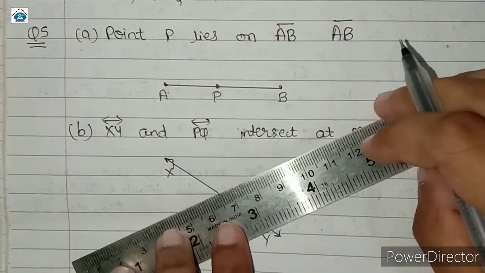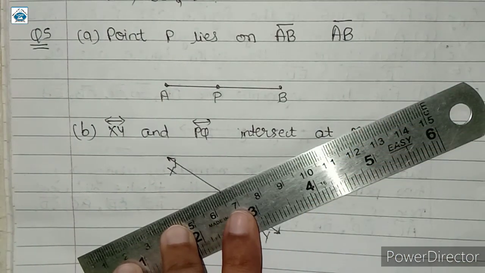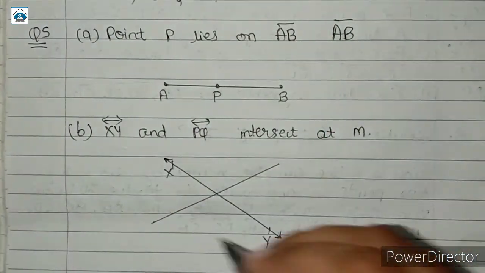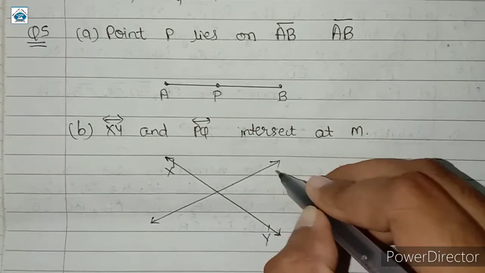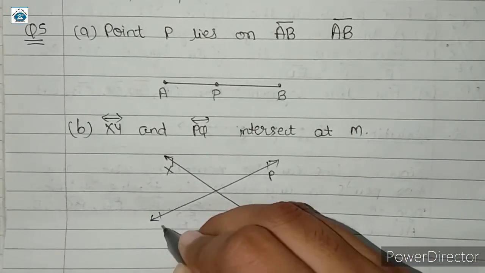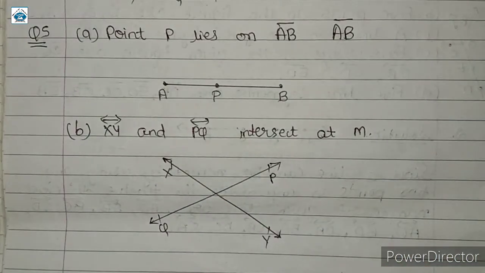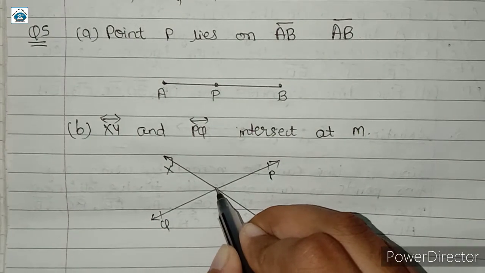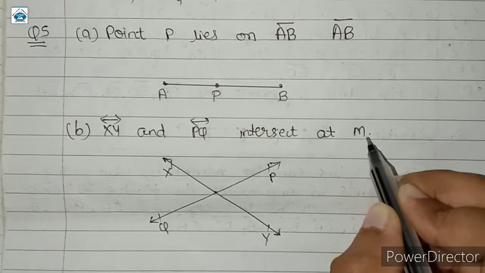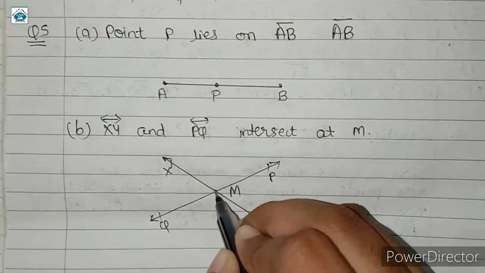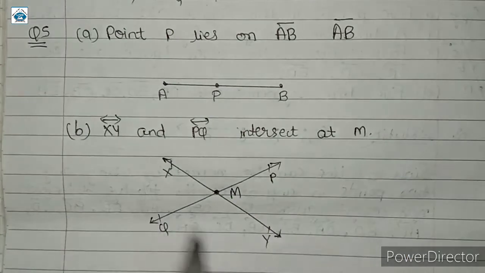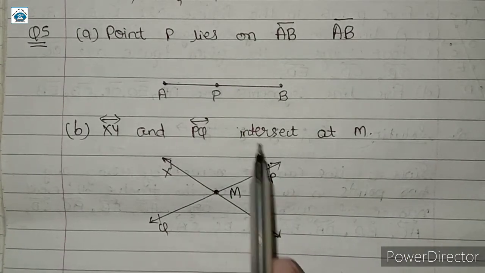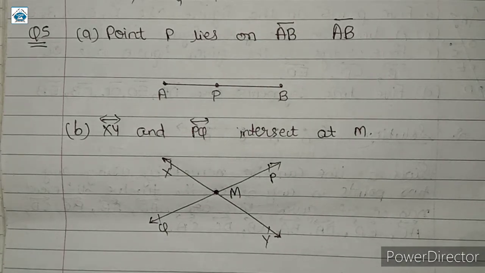Next, we are drawing another line and this line should intersect line XY. So here we have another line and name this as PQ. This is the second line PQ which is intersecting XY at this point. And we are given that it intersects at M. So the name of this point will be M. So XY and PQ, these are lines. Line XY and line PQ intersect at M.